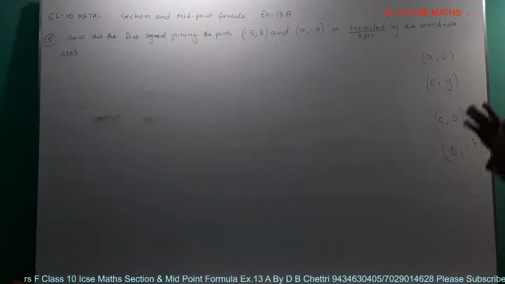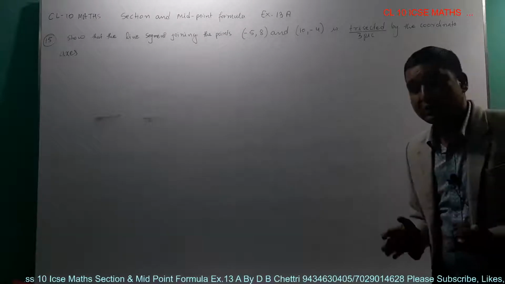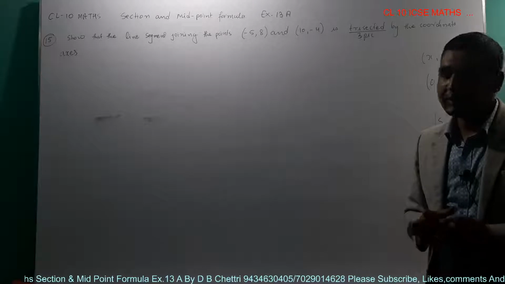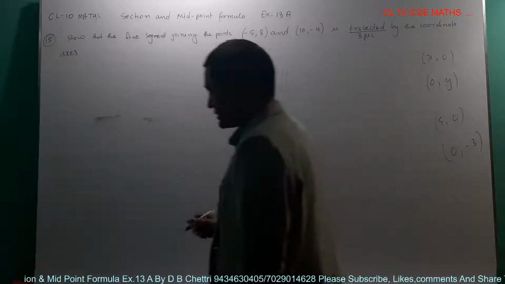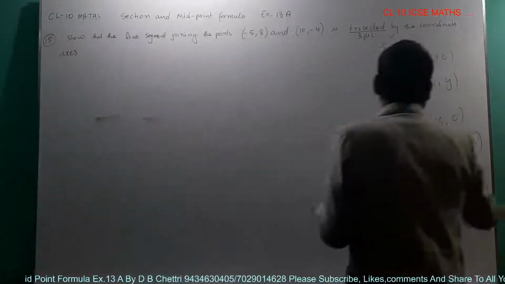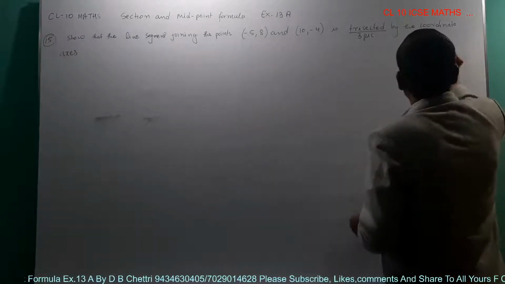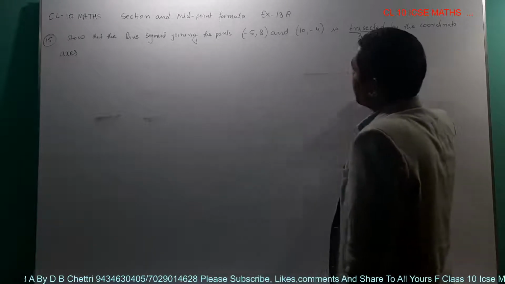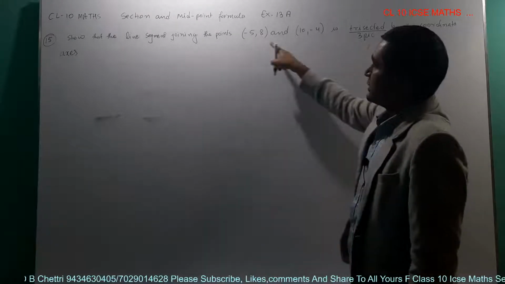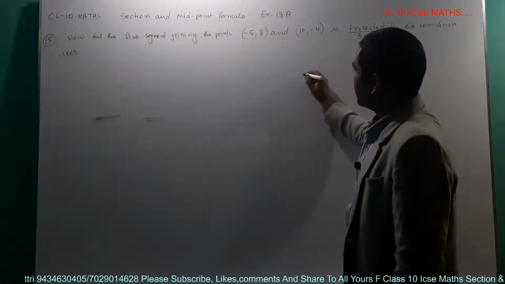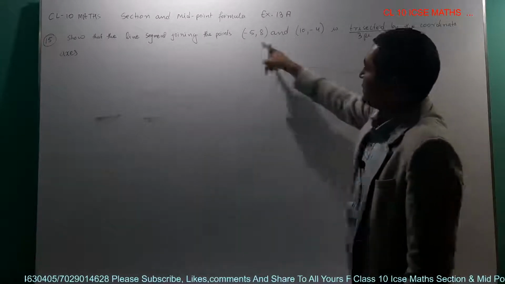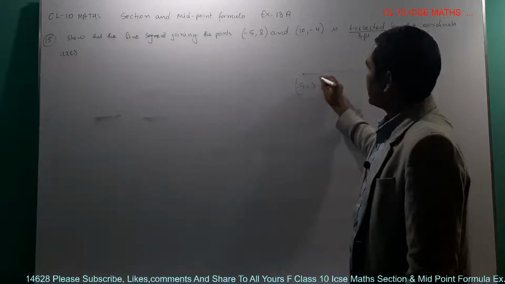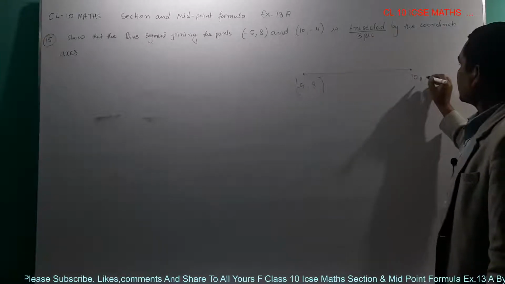Okay, and to solve this type of question, we always need to draw a rough sketch, because it helps us to solve the questions easily and correctly. Now let me draw the rough sketch. This is a line, and the coordinates of the joining points are given. One of the points is minus 5 comma 8, and the other point is 10 comma minus 4.